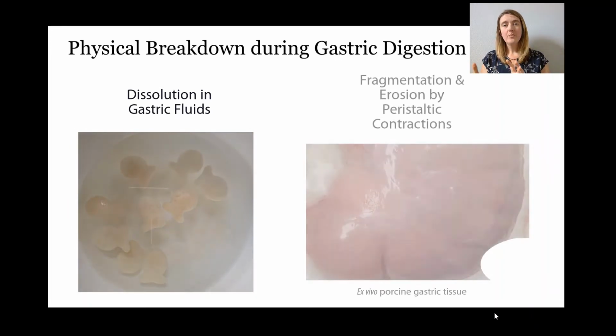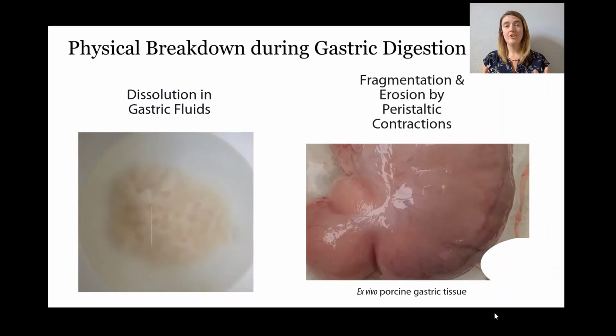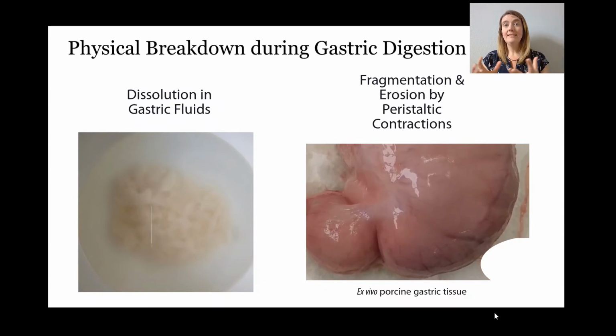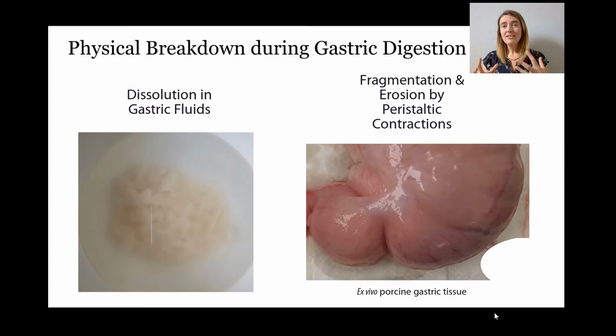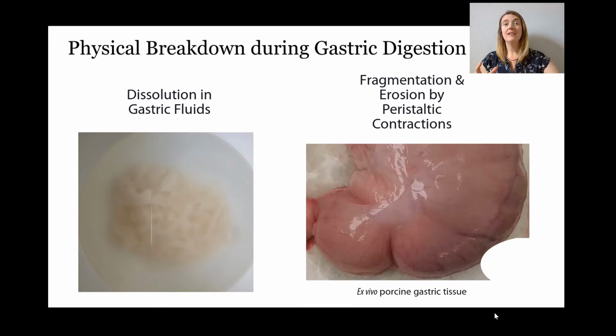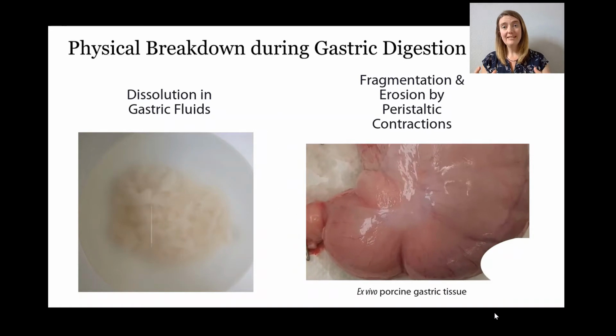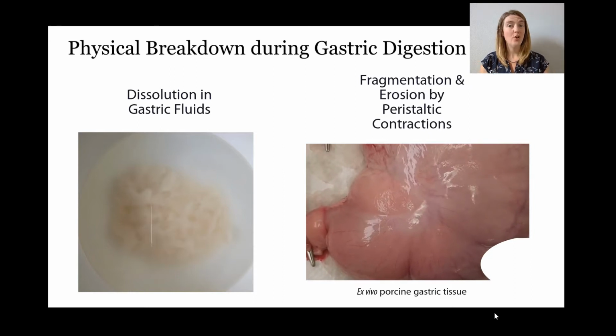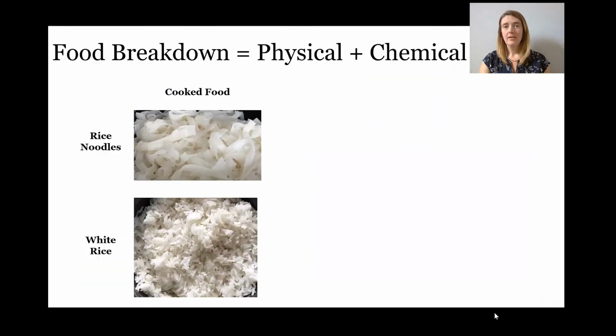But then in the contrary, we also have these peristaltic contractions. So you can see in this video an ex vivo pig stomach that is exhibiting these peristaltic contraction waves. And these contractions are what actually act in combination with our acids and enzymes to physically break down these solid food matrices, especially those that don't just dissolve very easily. So as I hope you've been convinced now, food breakdown is a combination of both physical and chemical processes.